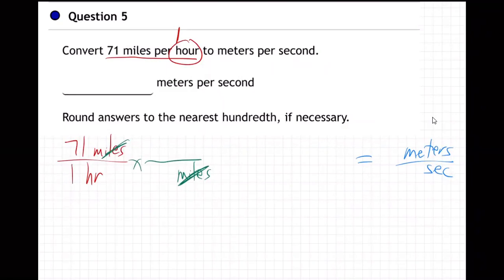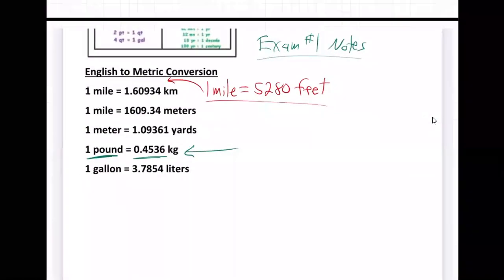Okay, and then from there, what do we do? Well, miles are down there. So what do they want on the top? Meters. So I'll put meters on the top, because that's what we want in the end, meters on the top. What's the connection between meters and miles? Well, that's on your note sheet.